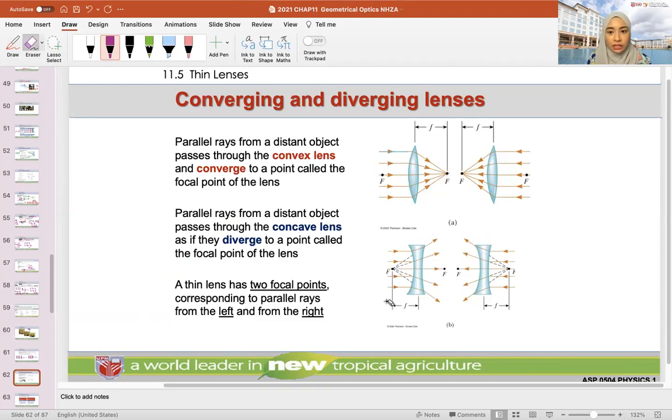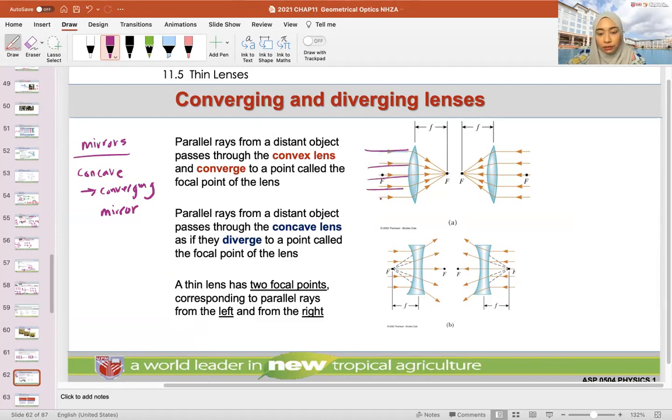Okay, converging and diverging lens. Parallel rays from a distant object passes through convex lens and converge to a point called focal point. So previously, we saw that for mirrors, okay, kita buat recap sekejap je. Concave is a converging mirror. For lens, it is the opposite. For lens, your convex lens is the converging lens. So you have your ray of light passing through and it will converge to your focal point behind the lens.